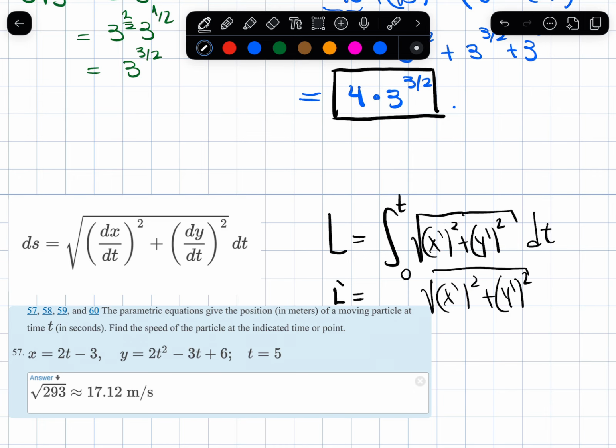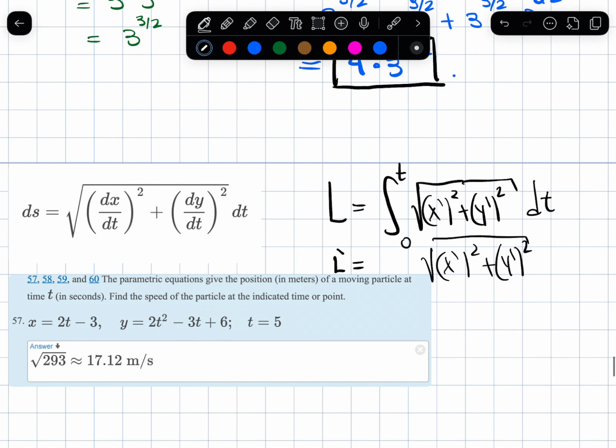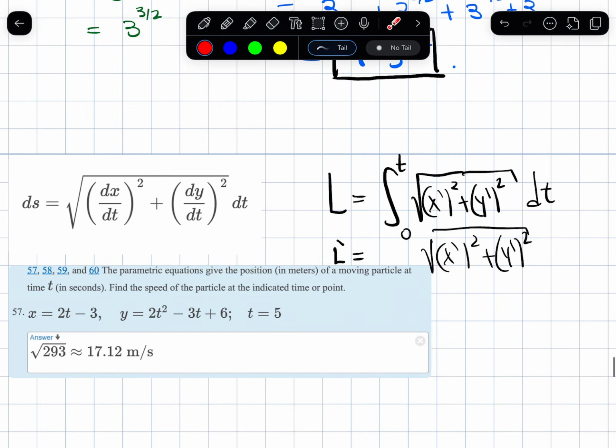And what's that saying? That this expression, this square root here, is how fast length is changing. If you think of length as the distance traveled by a particle on that curve, going over the path that the curve describes, then this is the rate of change of position of the particle. So it's velocity or speed in that case. Speed, because this is always going to be positive.